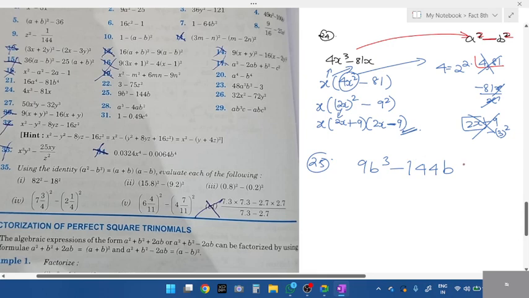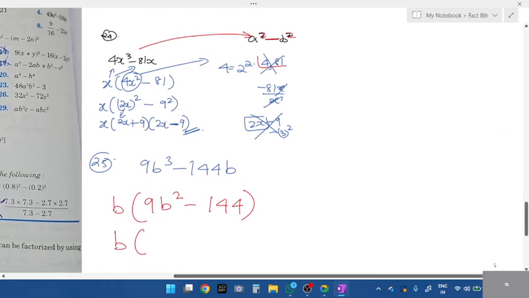9B cube and 144B, students, are not perfect square numbers. Degree 3 and 1 is given. So what is common to them? B is common. If you take out B, what's the remainder? 9B square minus. Let's keep B as it is. How do you convert 9B square? 9 is 3 square. So 3 square B square is nothing but, when the degrees are the same, you can write it together.